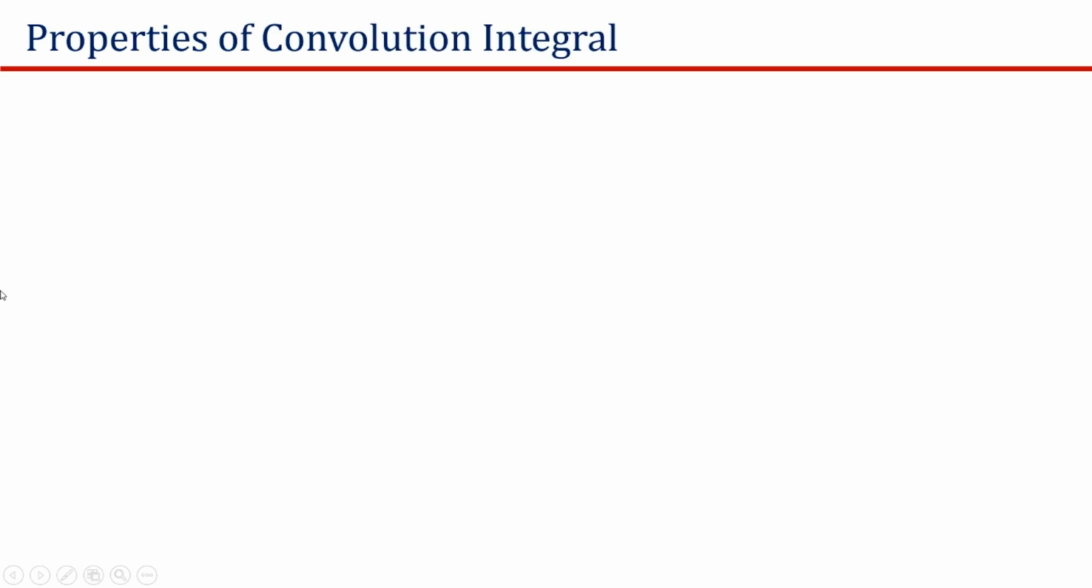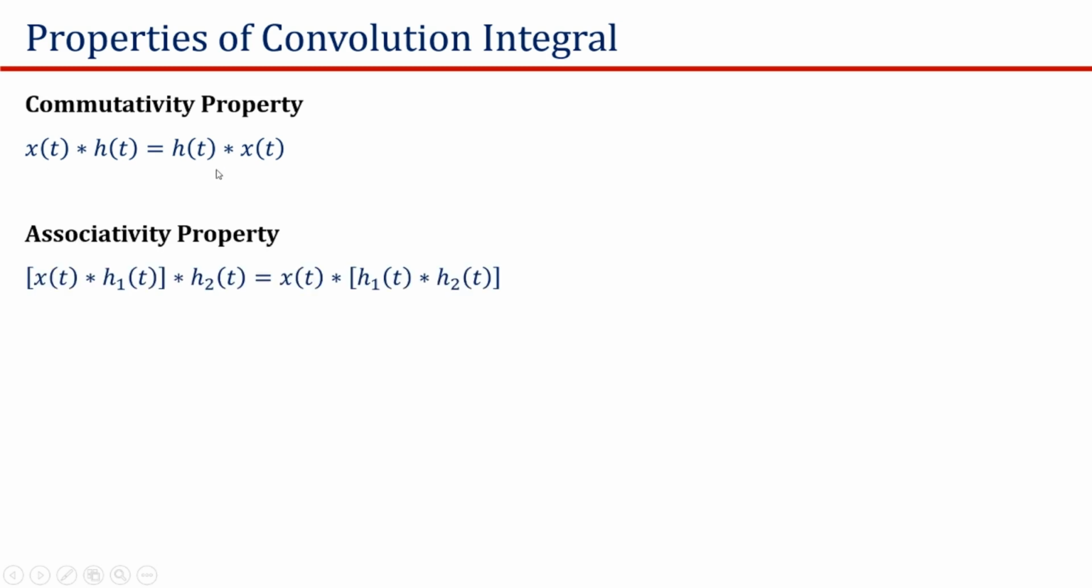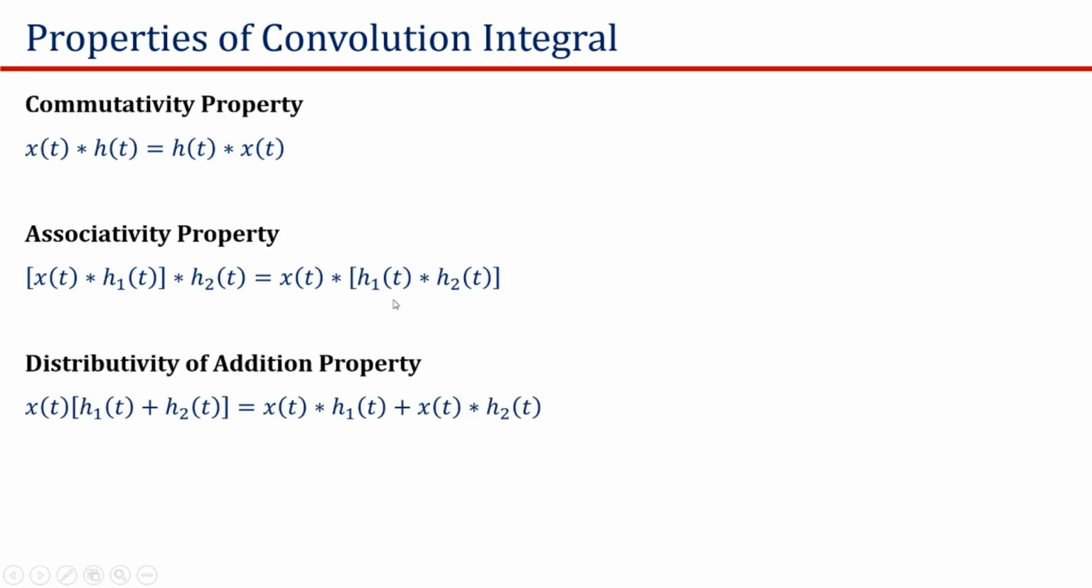Now let us consider the properties of the convolution integral. The first property is the commutativity property, according to which we can exchange the position of x(t) and h(t) and the resultant will remain same. The next property is the associativity property, according to which we can convolve more than two mathematical functions irrespective of their groupings done using parentheses. The same thing is depicted in this equation mathematically.